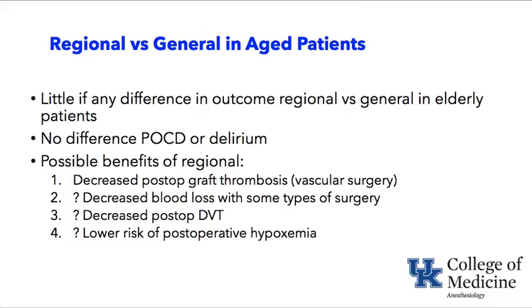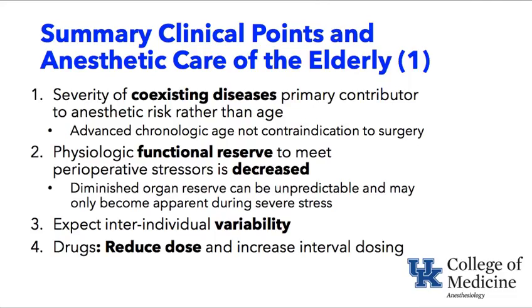Maybe decreased postoperative graft thrombosis in vascular surgery. Blood loss might be decreased with certain types of surgery. This has been looked at, for example, with hip surgery, hip replacement. Decreased postoperative deep venous thrombosis, and maybe a lower risk of postoperative hypoxemia. Possible benefits of regional versus general. When you start doing a regional and add on some sedation, those benefits of possibly favoring regional pretty much go away, and regional is equal to general with outcomes in the elderly.